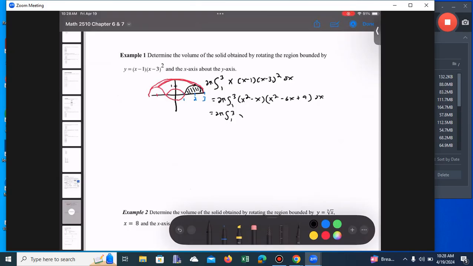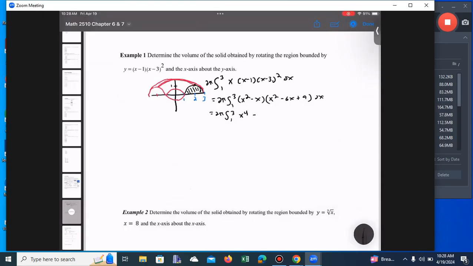We get x to the 4th. And then we'll have a negative x cubed and negative 6x cubed, so it'll be negative 7x cubed. And then you'll have, let's see, negative 6x squared and 9. Oh, actually, no, that'd be positive 6x squared, and 9x squared would be 15x squared. And then a negative 9x.